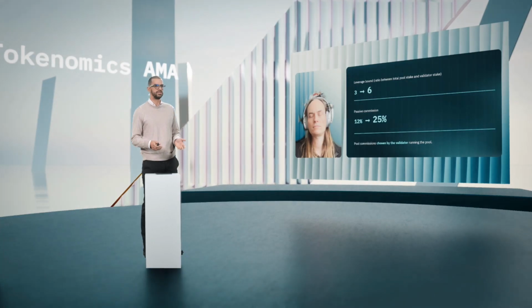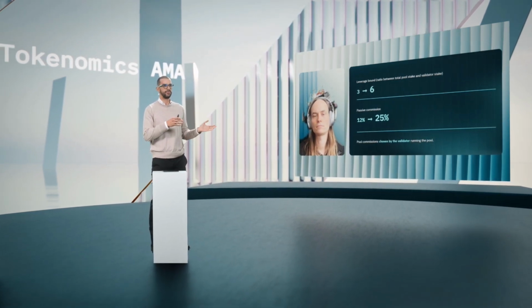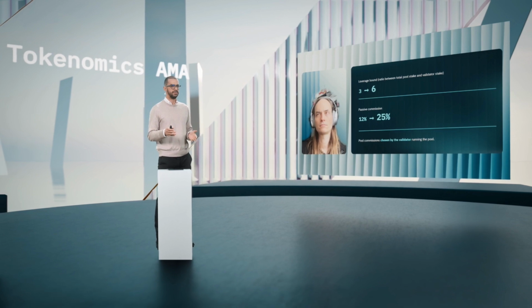Yes, I would love to do so. So the leverage bound is the ratio between total pool stake and the validator stake, and we've changed that from 3 to 6, which basically means that before you could maximum take in 3 times as much delegation as the total stake of your pool, which put an upper bound to the total amount that a validator could stake.